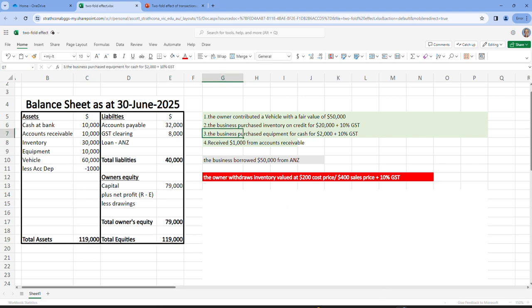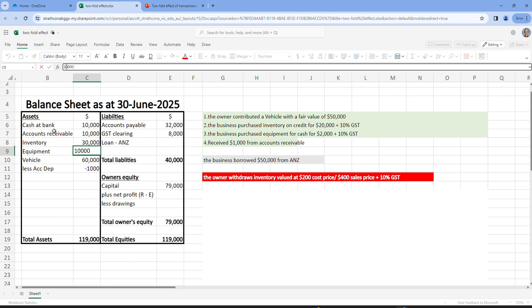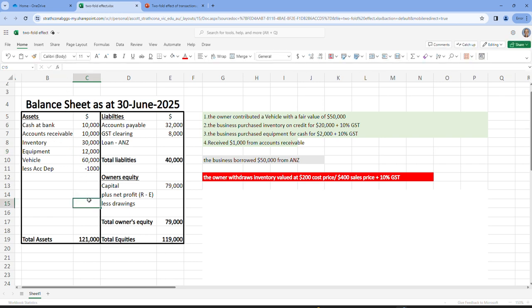Third one, the business has purchased equipment for cash for 2K. So this is pretty similar to that number 2. So we go into our assets, our equipment account. We're going to top that up by 2,000. And then in terms of the twofold effect, how do we fund that?